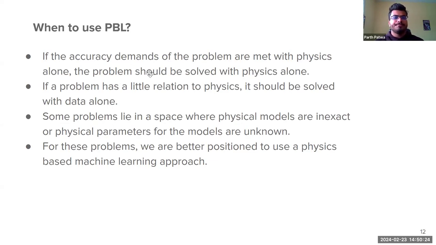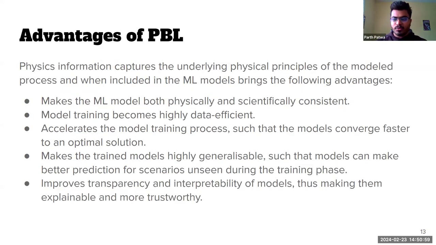If it is a very simple, relatively toy problem, or if the demands are clearly satisfied with physics alone, then we should just use physics. And if the problem has very little relation to physics, then we can use data alone. But most of the problems lie somewhere in the middle, where the physical models are not exact but still useful. That is where we use physics-based machine learning. The advantage is that it makes models both physically and scientifically consistent. Training becomes data efficient, where we need much less data. The training becomes faster, there are fewer hallucinations, and the model generalizes well.